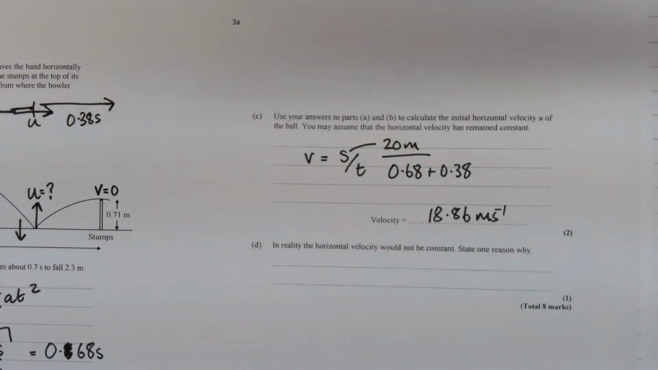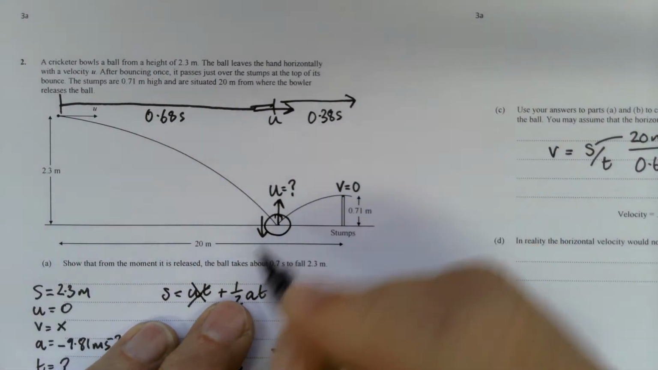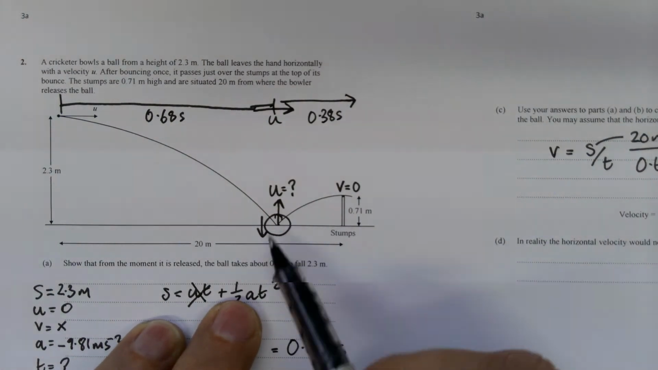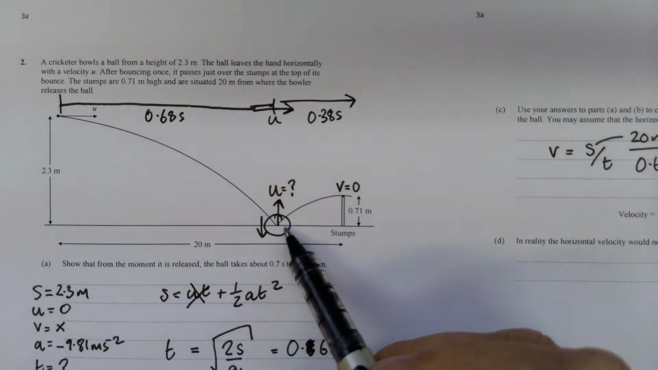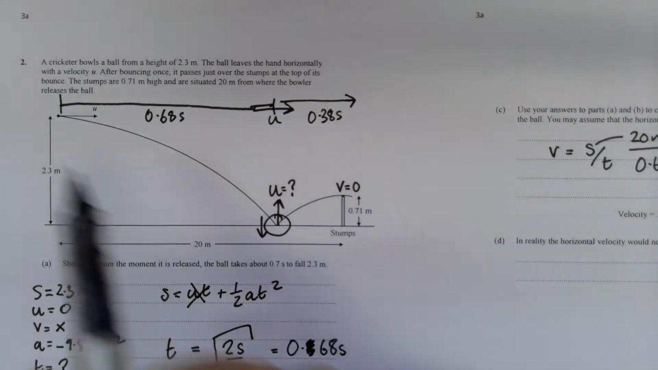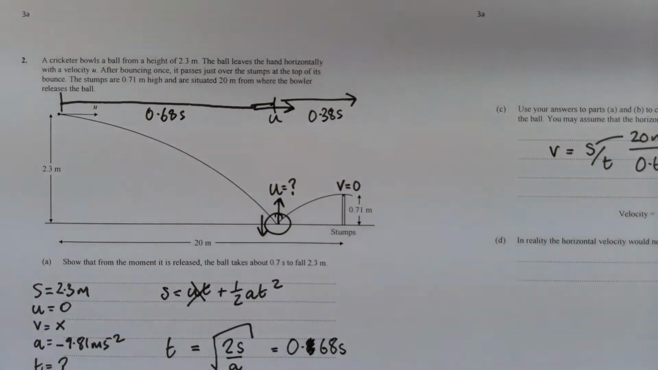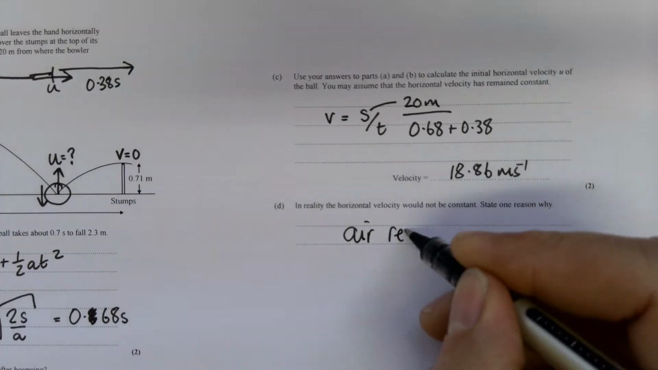And why wouldn't it have been constant? Well, a couple of reasons. Air resistance would be one. Another one is that this is going to be an inelastic collision, i.e. some of the kinetic energy has not been conserved, so there's probably been sound, there's probably been some transferred to heat, which means it hasn't bounced as high as it initially came from. So some energy has been lost there. But to be honest, I'd probably just go with air resistance.